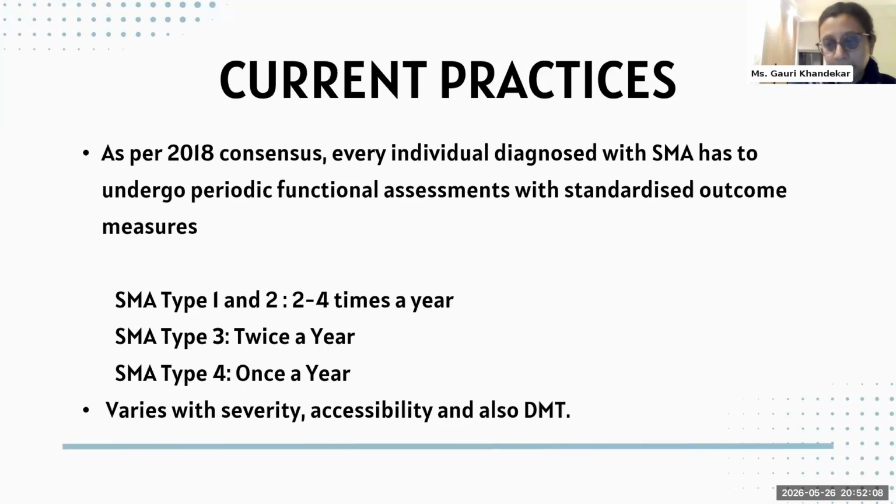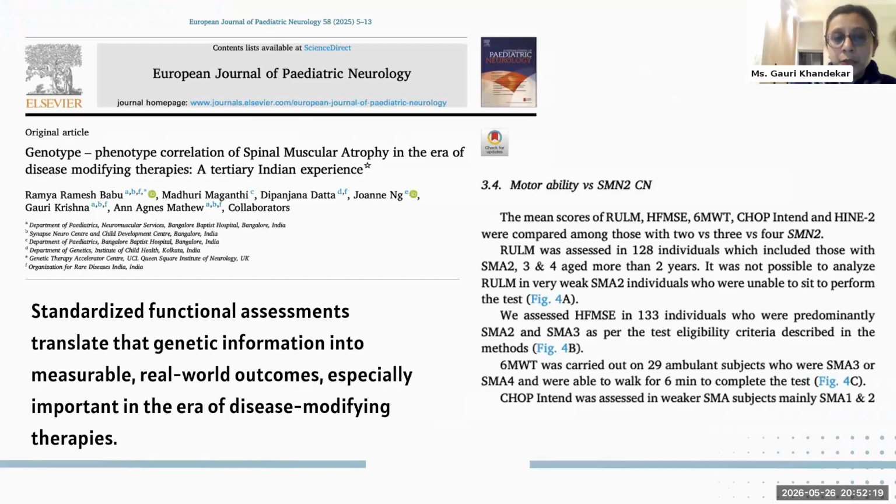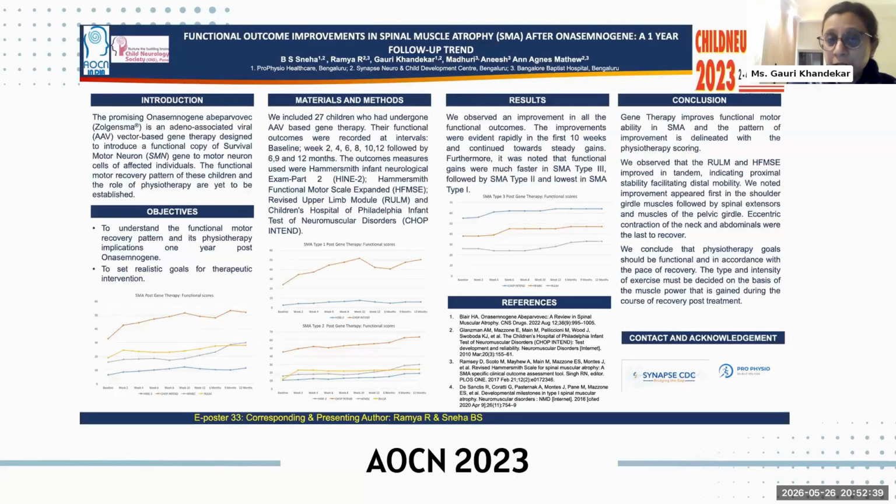So after DMT, according to the neuromuscular expert, the protocol is followed and the functional outcome measures are noted. These are a few research papers. This one is in the European Journal of Pediatric Neurology, where our team, with Dr. Anne, did a standardized functional assessment translating into generic form. This paper was presented. These are the functional outcome improvements.